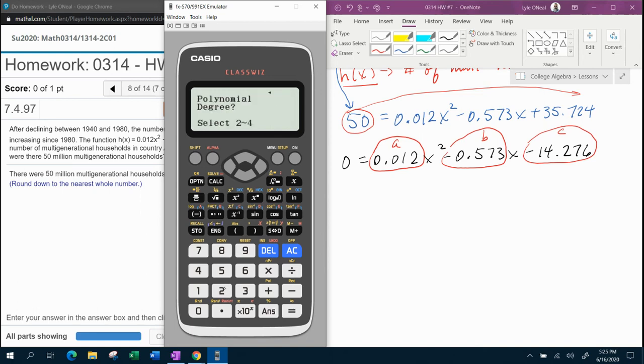Okay, so we're going to hit equal. We have a polynomial of degree 2, and then we put in the values for A, B, and C. So 0.012, negative 0.573. Notice that those lead zeros are optional there, and if you look at the calculator, it actually fills those lead zeros in. And the value of C is negative 14.276 and equals. All right, so X1 is 65 point, let's round that to 82. And remember, that's time, so that's years. And if I hit equals again, notice I get a negative number, which in this problem doesn't make any sense because you can't have negative time. So we're going to ignore that answer.